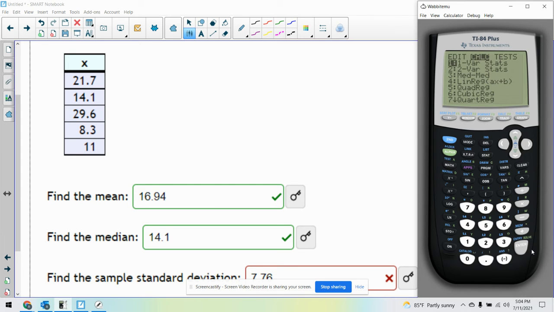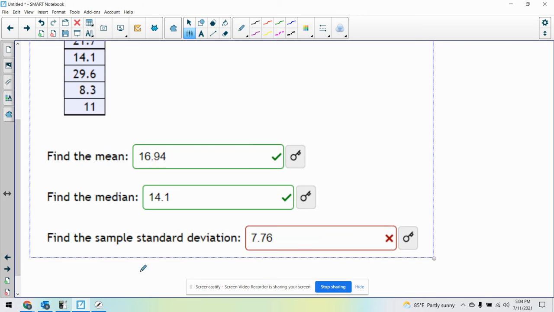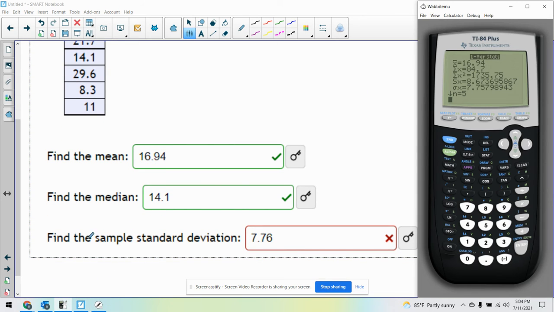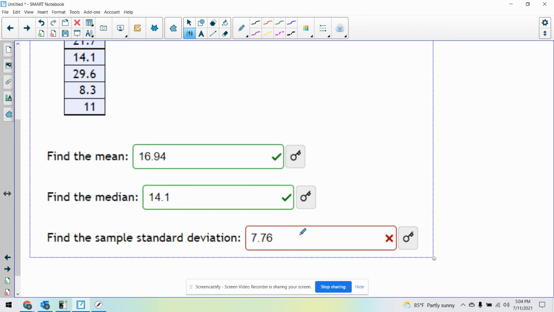Once my data is in there, I'm going to go to stat, over to calculate, one variable statistics. My list is L1, leave frequency blank, and I'm going to calculate. Okay. Now the thing to remember here is it wants the sample standard deviation. I believe you listed the population standard deviation. The sample standard deviation is this capital Sx. So this should have been 8.67.